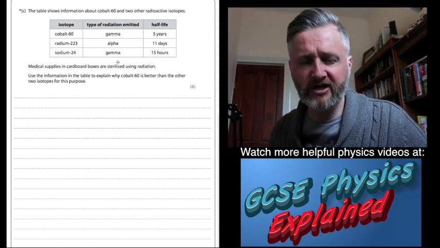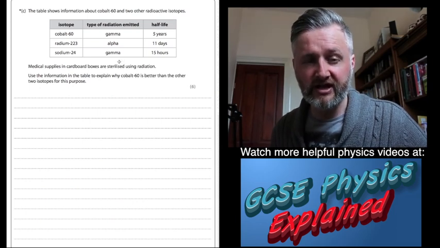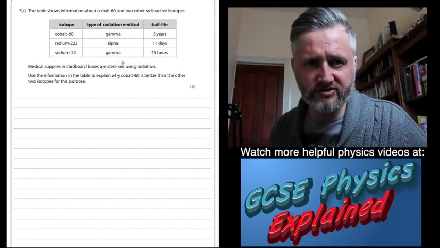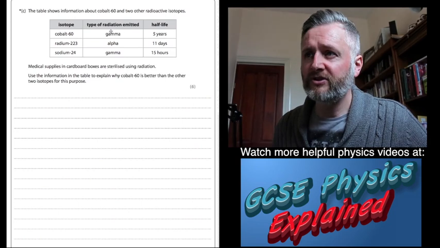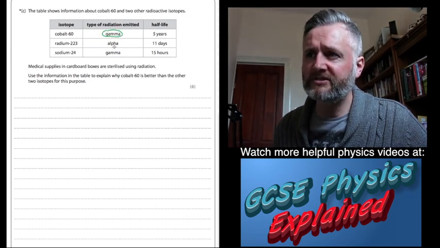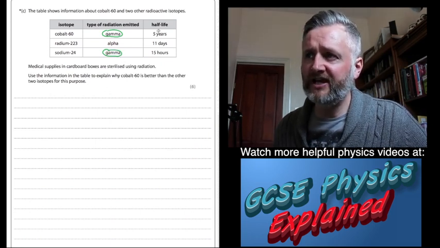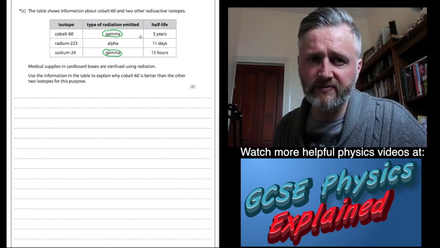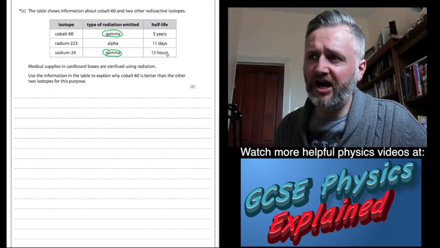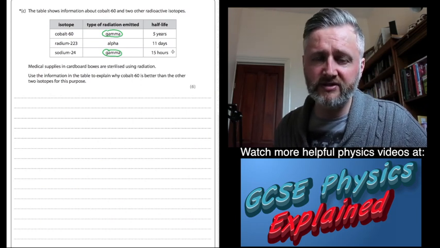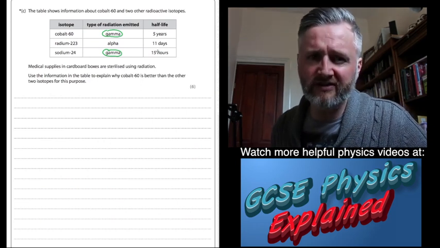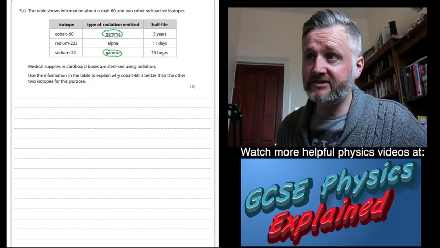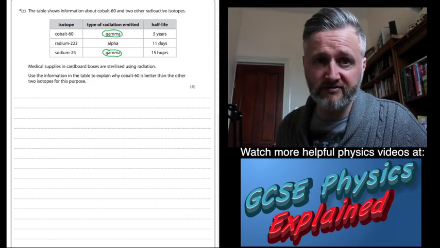Now, when you sterilise something, you're basically using the energy from the radiation to kill off any microorganisms and little germs and things like that. Which one's got the most energy out of gamma and alpha? Well, gamma. So you're either looking for cobalt-60 or the sodium-24, but check this one out. That's got a half-life of 5 years, which is decent, so that means you don't need to replace it for a while. That one's only got a half-life of 15 hours, which means that every 15 hours it just decreases its strength by a half. That's going to run out. You're going to have to replace that all the time. So your answers are going to be based around that information.